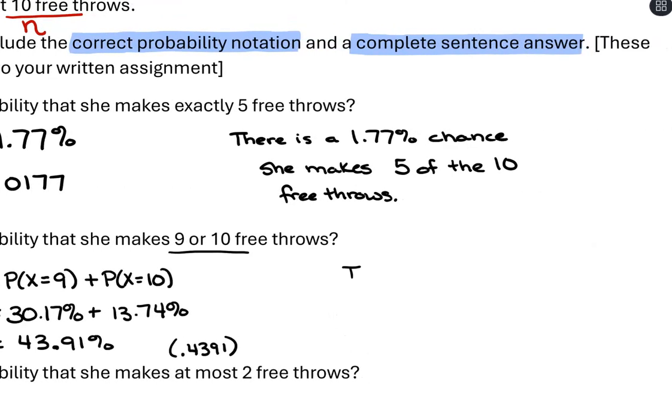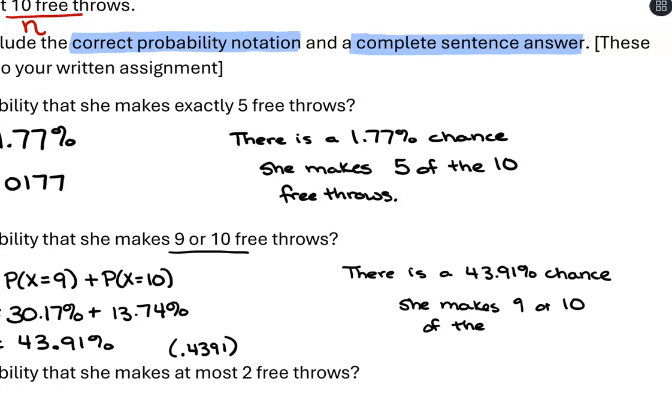So there is a 43.91% chance she makes 9 or 10 of the free throws.